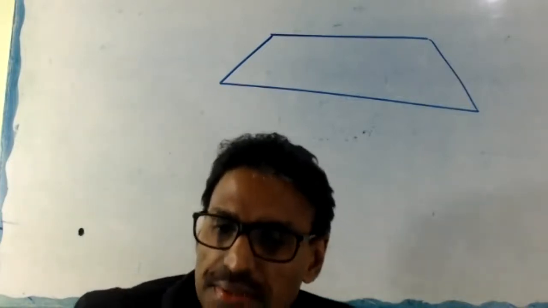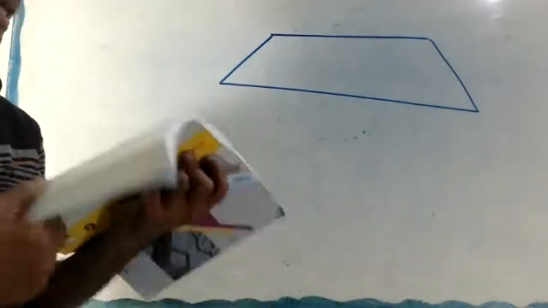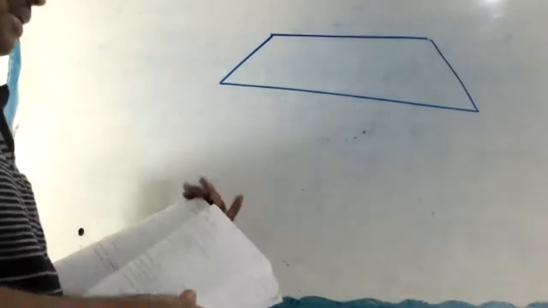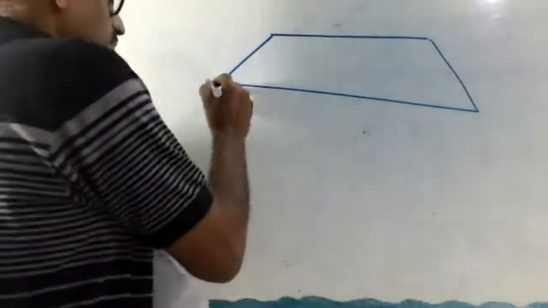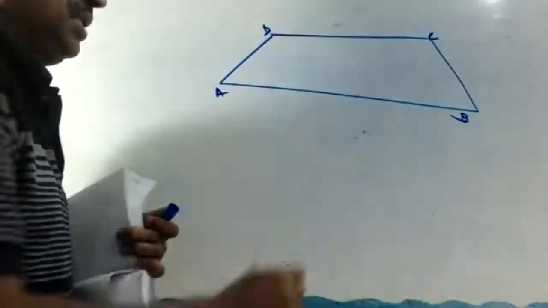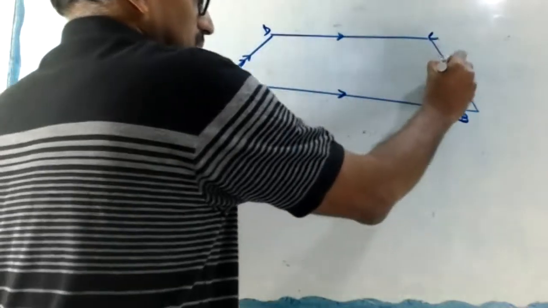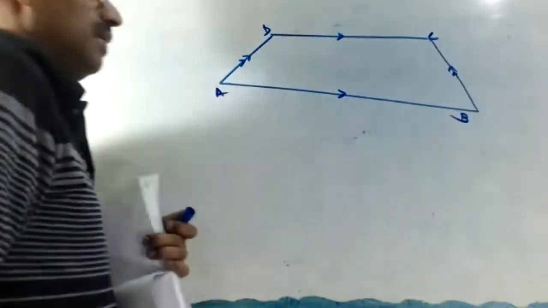Okay, just listen here. Come on. Now this is the lesson. Now this is the trapezium. Look, A, B, C, D. This is a trapezium. These two sides are parallel. These are the non-parallel sides.